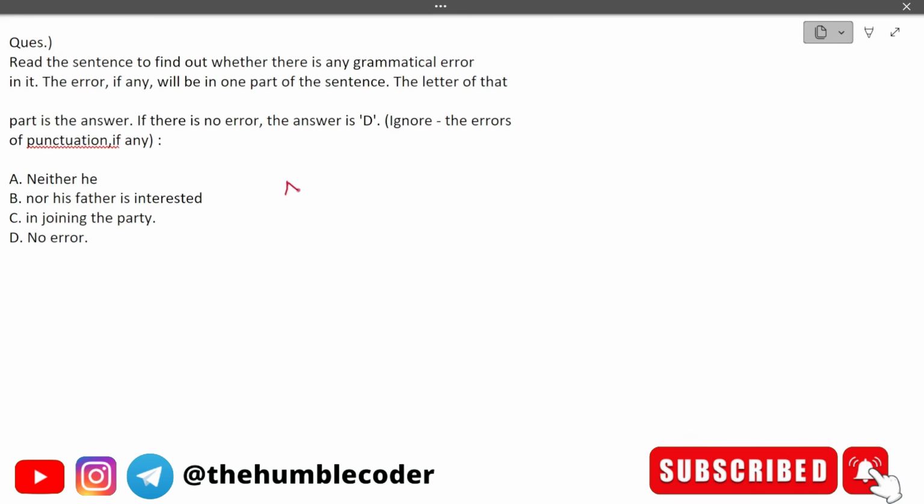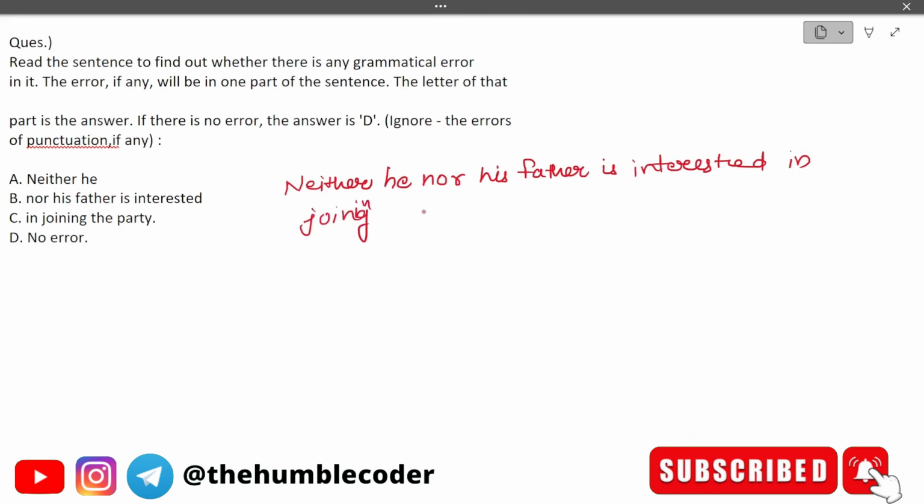Let me write down the sentence completely, because sometimes when we read it in optional forms, it won't give us the complete picture. I would also suggest that if you are not able to reach a solution, try writing the sentence in full form, and then read it twice or thrice, because sometimes our brain tells us that the problem is in one part of the sentence. So, in joining the party, this is the complete sentence.